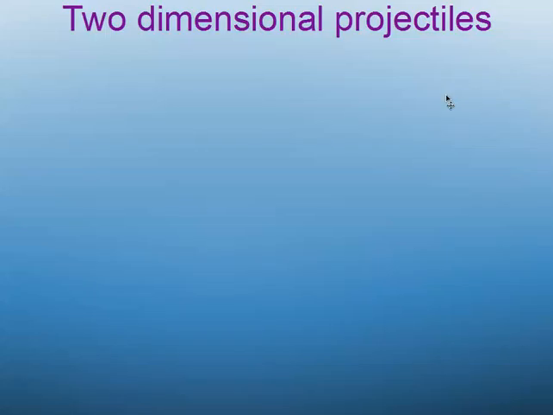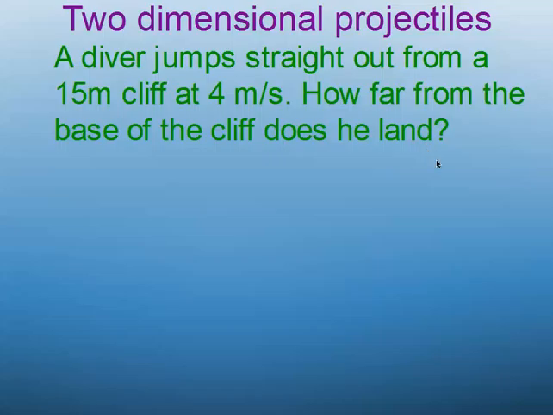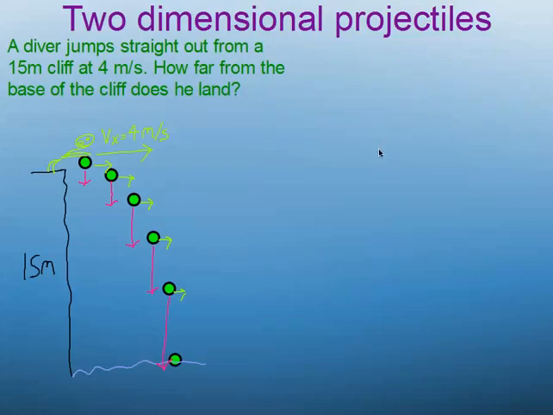Hi! In this video we're going to talk about two-dimensional projectiles, which is objects that are flying through the air not just up and down, but also to the side. For our first problem, we got a diver jumping straight out from a 15-meter high cliff at 4 meters per second, and we want to know how far from the bottom of the cliff he lands.